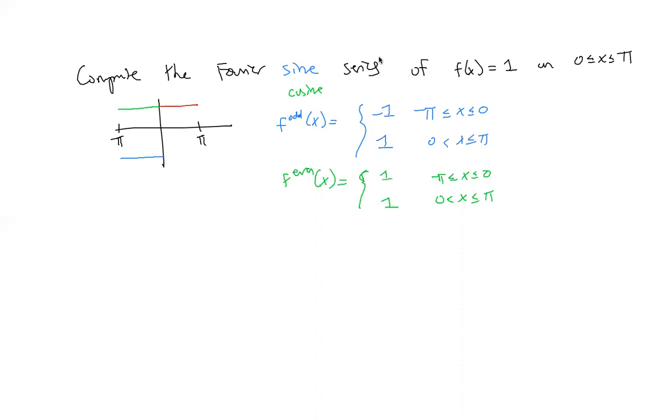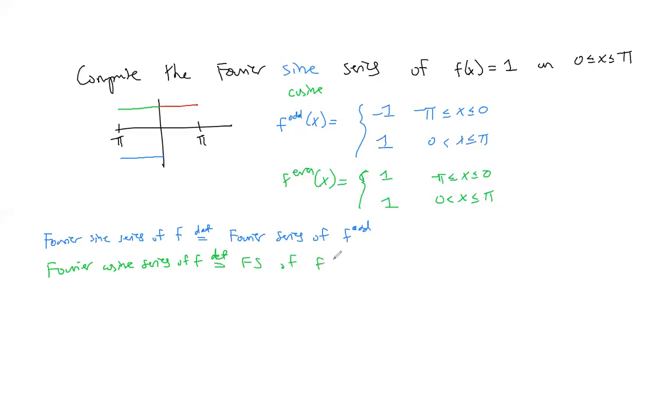And now the Fourier sine series of f is just, by definition, the Fourier series of f odd. And likewise, the Fourier cosine series of f is by definition the Fourier series of f even. And that's how you get a series for a function with only sines and cosines.